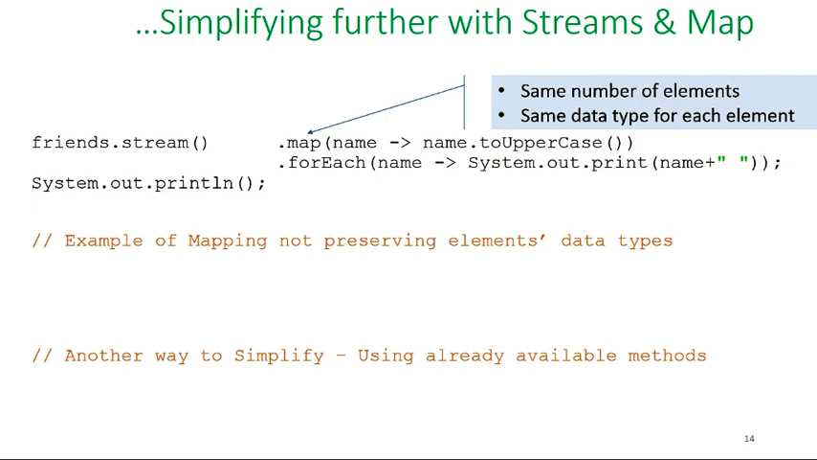So remove the .map line completely, do a forEach, okay? And here, instead of doing System.out.print name plus a space, well, do System.out.print name.toUpperCase() and then a space, okay? But then if you do that, then you can go further and you can say, why do I need a stream? So what you're doing is you are progressively going backward to the previous example. You see what I'm saying?